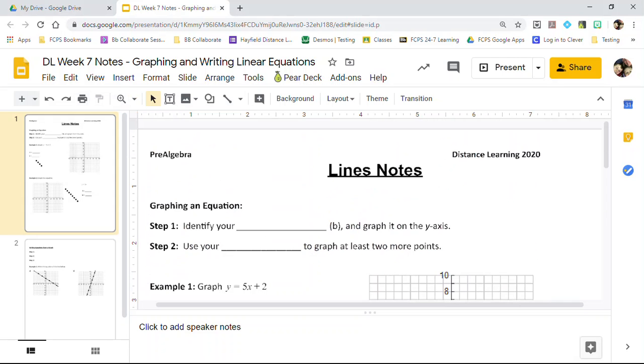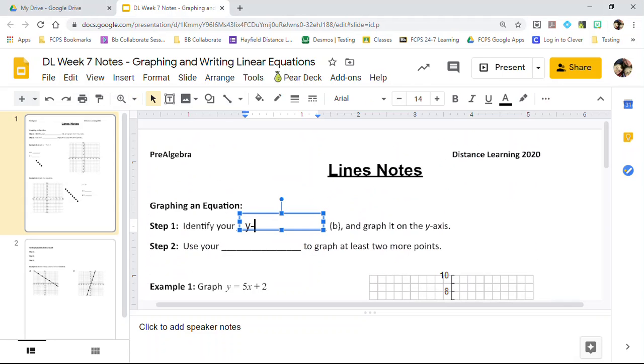And that should make it big enough for us. Alright, so let's start. Text boxes are already in there for you, so you just click and then you can type. Alright, so graphing equations. First we're going to go through our steps for graphing. Step one is to identify your y-intercept. Your second step is to use your slope to graph at least 2 more points.